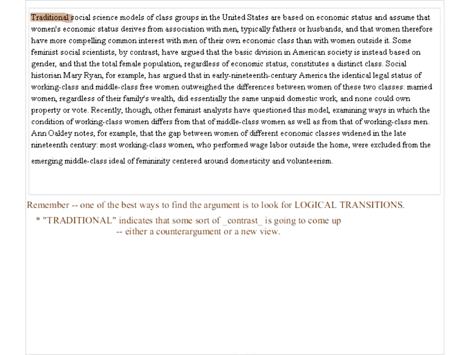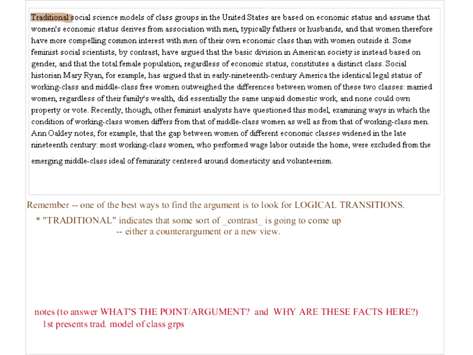So let's talk about the notes we would take. Remember the notes, which are exclusively to answer the focus question. So to answer, what's the point? And also to answer, why are the facts here? So it's definitely worth writing down: it first presents the traditional model of class groups. They are blah, blah, blah, fact, fact, fact. The reason why these facts are here is just to describe what the traditional view is. So you don't so much care right now. You don't want to write it down.